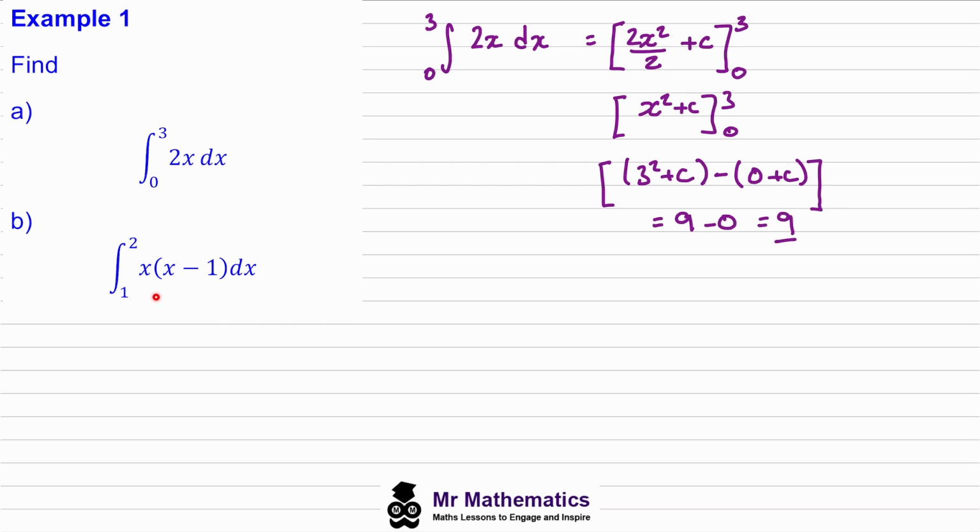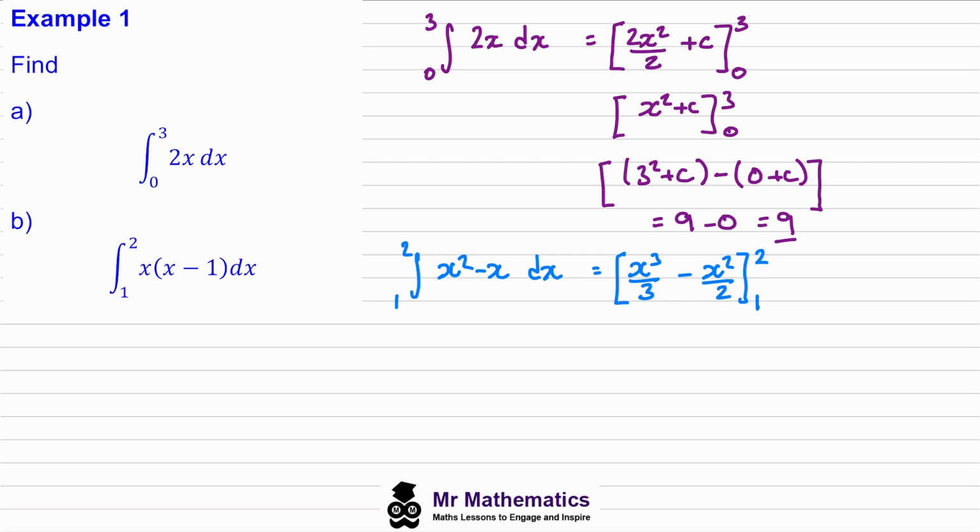For question B, to evaluate this integral, we need to expand out the x. So we get the integral between 1 to 2 of x squared minus x integrated with respect to x. And then we integrate the x squared minus x. The x squared becomes x cubed over 3, and the x becomes x squared over 2. And then we can have square brackets around this, with the upper limit in the top right and the lower limit in the bottom right.